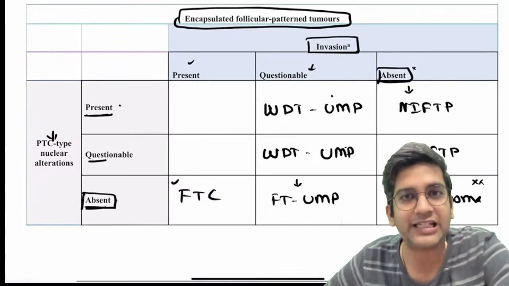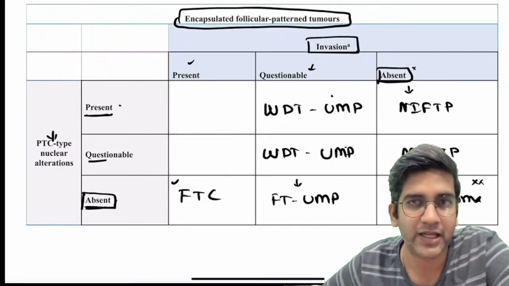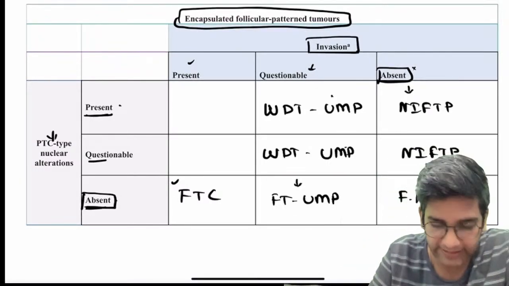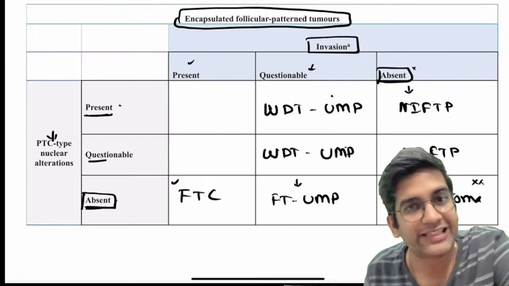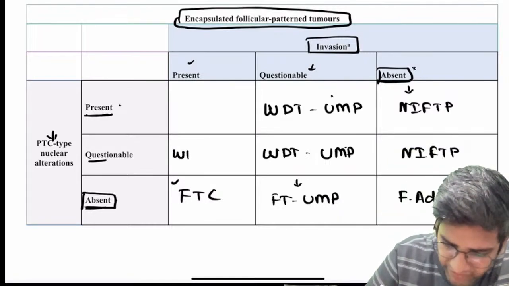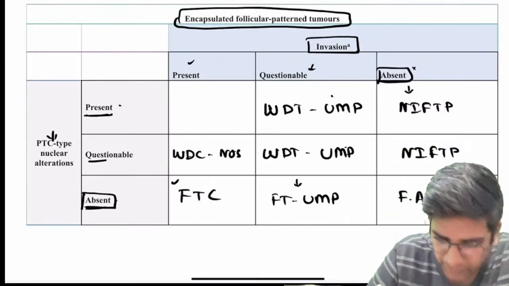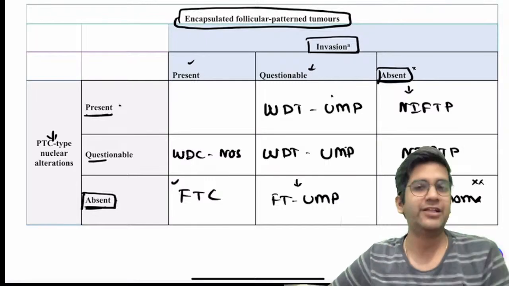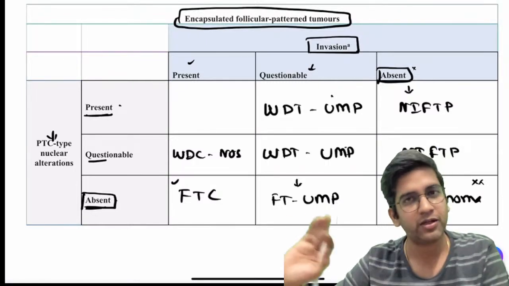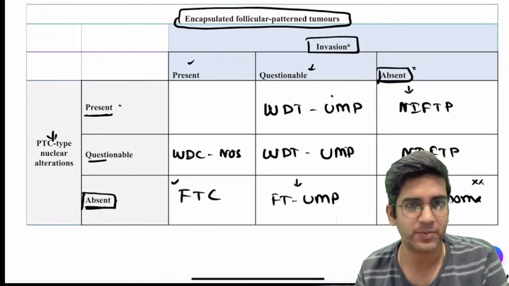Now, let's fill the other two guys as well. Why leave them alone? If it's a questionable PTC and a follicular pattern with invasion present, it is well differentiated carcinoma NOS. This also is a new one. I don't have anything else to put into well differentiated carcinoma, not otherwise specified, right?